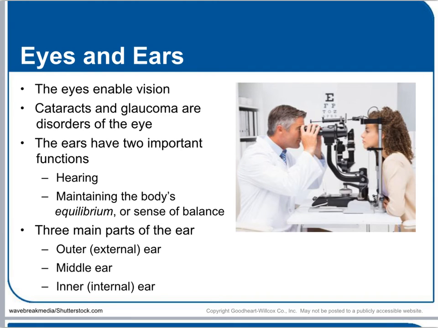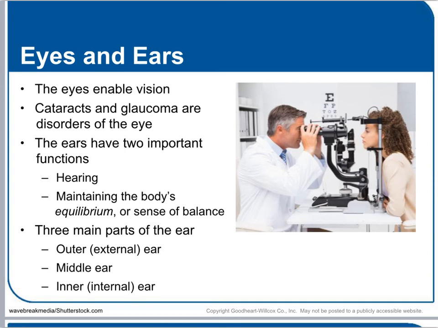The eyes enable vision. One of the things that we have to be careful of as we get older are cataracts and glaucoma, which are disorders of the eye. Perhaps you know someone that's had to deal with one of these diseases. So a cataract is a change in the lens of the eye, and that results in cloudiness of the eye, so the light can't get into the eye. Whereas glaucoma is a buildup of pressure in the eye, which causes damage to the optic nerve. Its effect is that the brain is unable to process visual information.